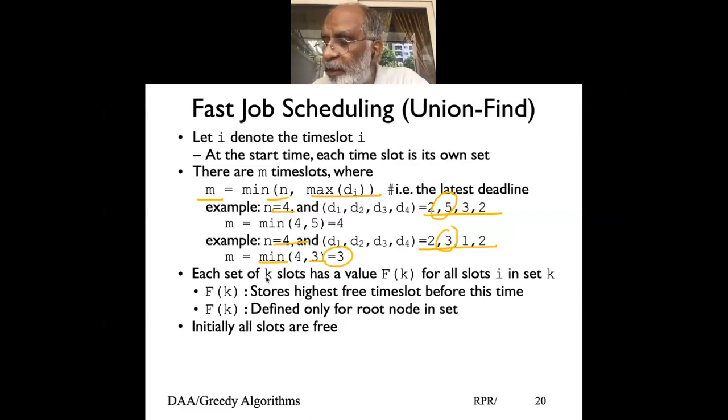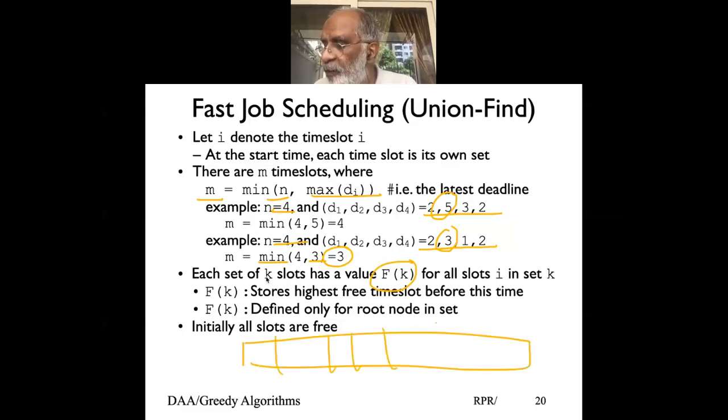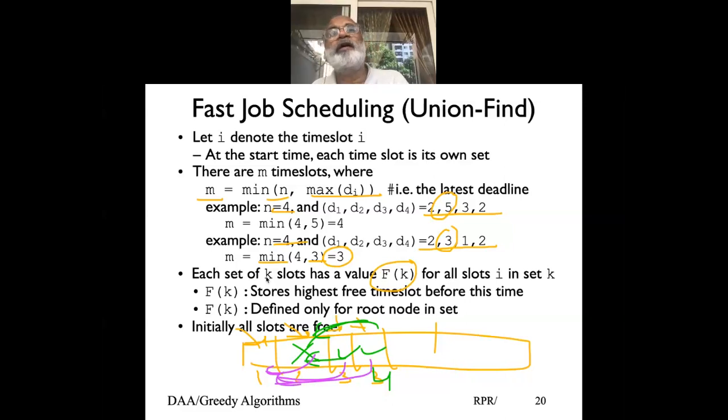So essentially, for each slot, we maintain what we call the free time slot available for a given slot. Initially everything is free, so for each slot 1, 2, 3, the FK would point to the same place. But the moment a slot gets full, the FK would point to the next free slot. So let's say for slot number 4, it will point to 2, and for 3 it will point to 2. If 2 also gets filled up, then 2 will point to 1, 3 will point to 1, and 4 will point to 1. This is basically path compression in the union find algorithm.